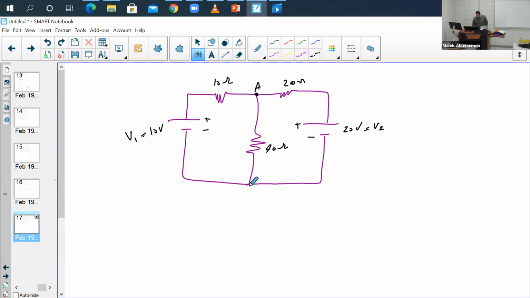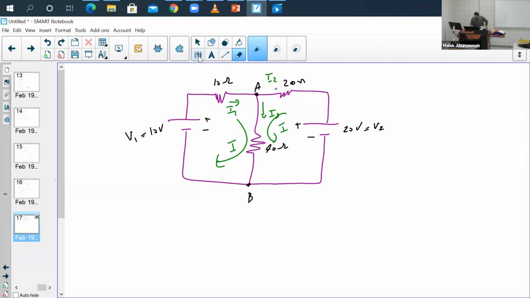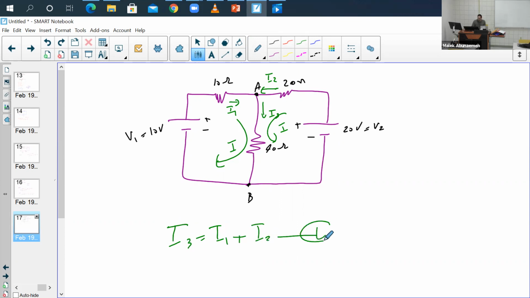So let's say this is your node A, this is your node B. And let's say the current is going this way. So basically you got I1, that's going to split into I2 and I3. So basically you get current I1, current I2 that's connecting to current I3. So your I3 is going to equal your I1 plus your I2. That's your first equation.